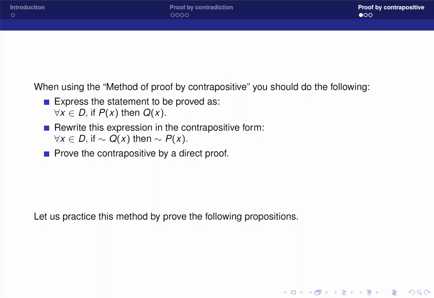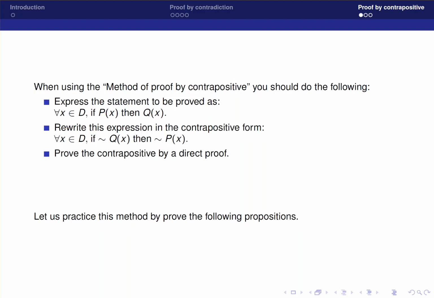The second method of indirect proof that we will discuss in this section is called proof by contrapositive or contraposition. This method is typically used when we're dealing with expressions that have the following form. They are universals with a conditional. And the idea behind this section is to rewrite the conditional in the contrapositive form.